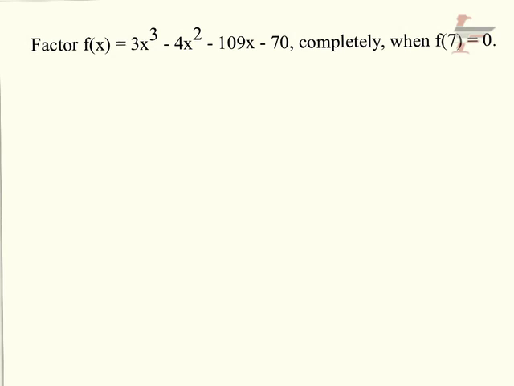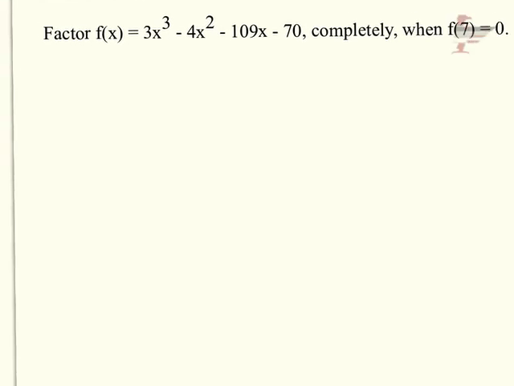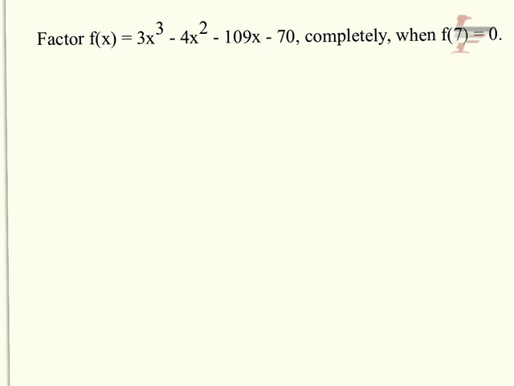Okay, this is a review from section 5.5 and 5.6 really. So you're given a cubic function here, and it says to factor it completely if you know that f of 7 equals 0. So remind yourself, first of all, when f of 7 equals 0, that means when you put 7 in for all of the x's, you should get 0.